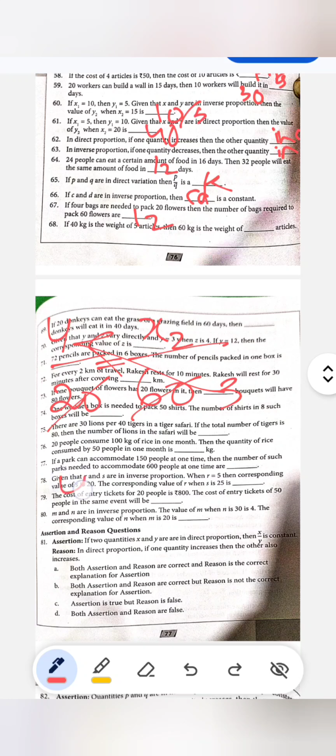If 40 kg is the weight of 5 articles, then 60 kg is the weight of how many articles? So y2 is equal to 5 into 60 divided by 40, that is 15 by 2, which is equal to 7.5. So 60 kg is the weight of 7.5 articles.